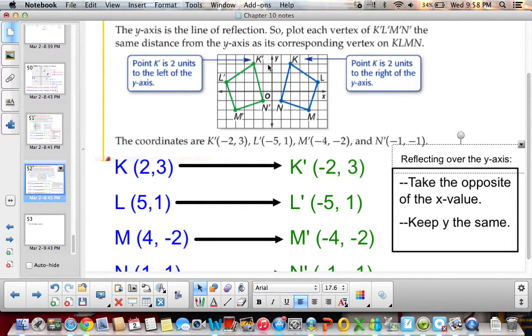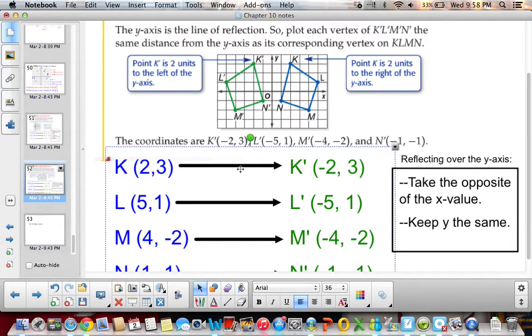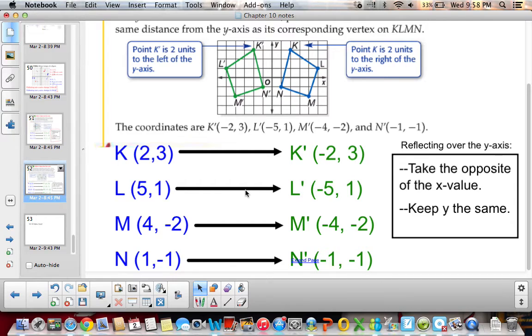So we can see K is 2 on each side, L is 1, 2, 3, 4, 5, 1, 2, 3, 4, 5 on each side, N is 1 on each side, M is 1, 2, 3, 4, 1, 2, 3, 4, 4 away on each side. Then we can look at our new points, and we know we started with K at 2, 3. We reflected it over the y-axis, and we end up with -2, 3. L is 5, 1. We reflect it over the y-axis, and we end up with -5, 1. And you can see our y, we're not going up or down at all.